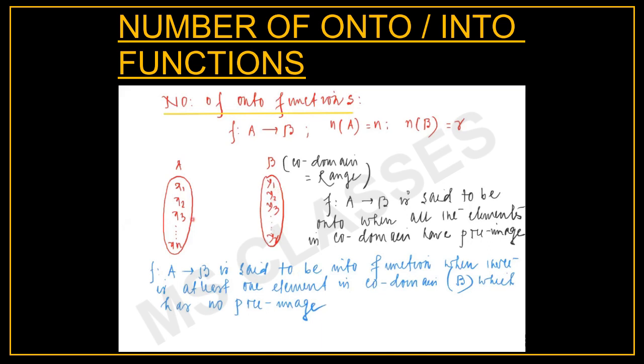As no pre-image, then what we say is into function. When we have a function mapping from A to B, functions will be either into or onto. So if we can find the number of into functions, then we can find the number of onto functions also. So at first we try to find the number of into functions. How will we find the number of into functions?